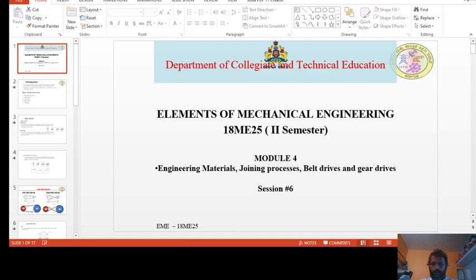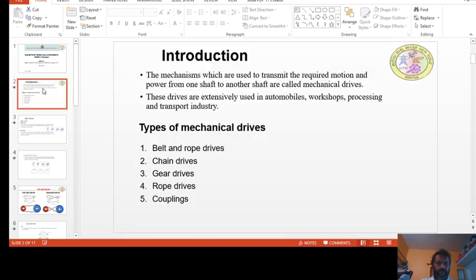And today we will look into session 6 of module 4 of the subject Elements of Mechanical Engineering for the second semester, that is 18ME25. So, coming to belt drives, the mechanisms which are used to transmit the required motion and power from one shaft to the other shaft are called mechanical drives. These drives are extremely useful in automobiles, workshops, processing and transport industry.